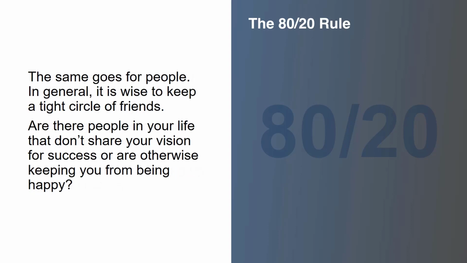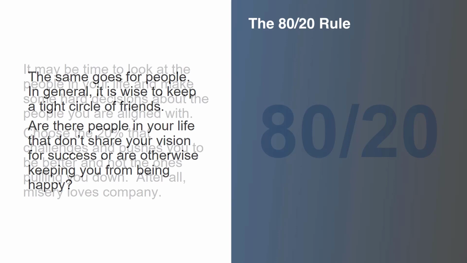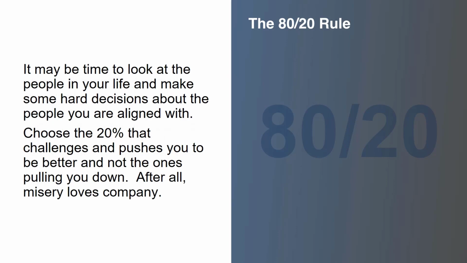The same goes for people. In general, it is wise to keep a tight circle of friends. Are there people in your life that don't share your vision for success or are otherwise keeping you from being happy? It may be time to look at the people in your life and make some hard decisions about the people you are aligned with. Choose the 20% that challenges and pushes you to be better, and not the ones pulling you down. After all, misery loves company.